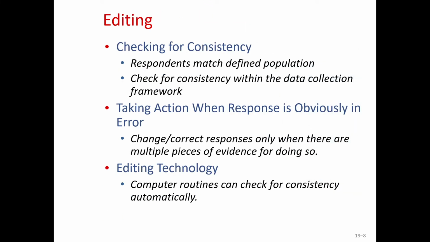Now, checking for consistency. Consider a situation in which a phone interviewer has been instructed to interview only registered voters in a state that requires voters to be at least 18 years old. If the editor's review of a questionnaire indicates that the respondent was 17 years old, then the editor's task is to correct this mistake. But in this case, the respondent must be deleted because the individual should never have been considered as a sampling unit. So the sampling units should all be consistent with the defined purpose. So the editor as well should check for consistency within the data collection framework.